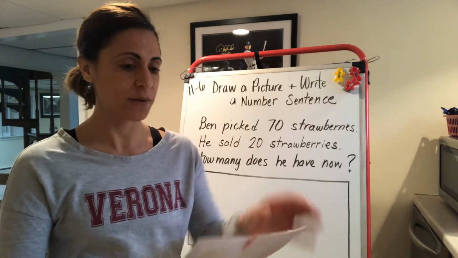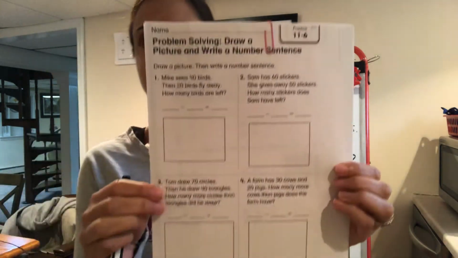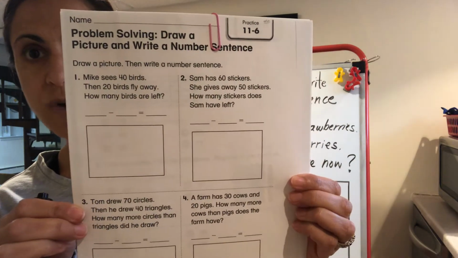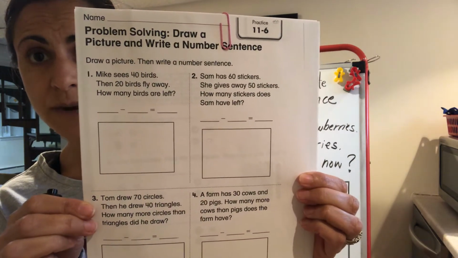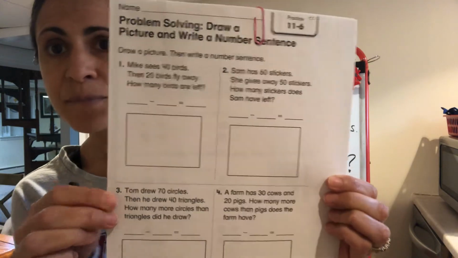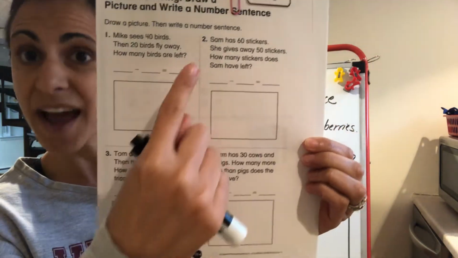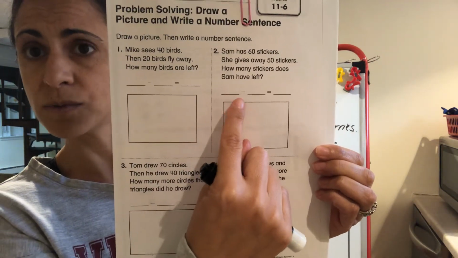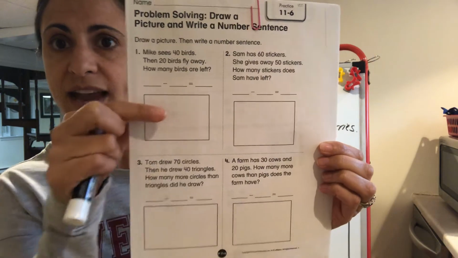The paper that you're going to work on today is 11-6, and this is what it looks like. And as you see on top, problem solving, draw a picture and write a number sentence, just like I said. There are four word problems that you're going to have to read carefully. And then there are lines where you're going to write the subtraction problem, and you're going to draw a picture to show how you solve the problem.